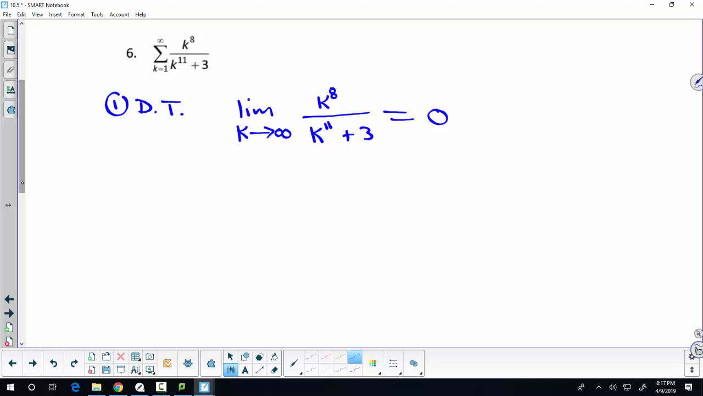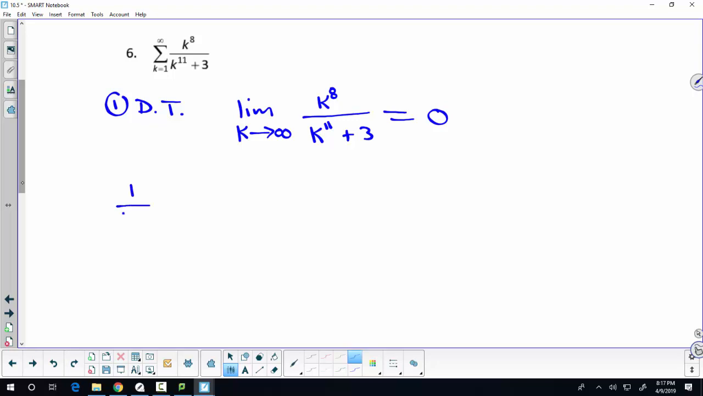The derivative of the bottom is 11k to the 10th. We have a k to the 8th on the top. This isn't an irreducible quadratic. It's not a simple linear. Partial fractions wouldn't work. We could try integration by parts, but I don't want to do that.